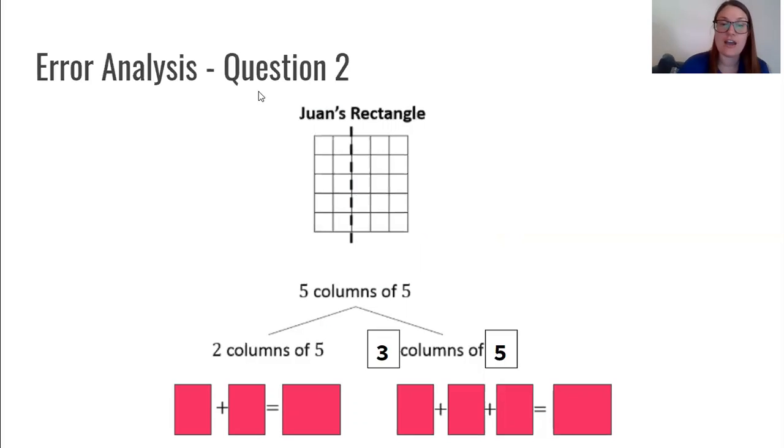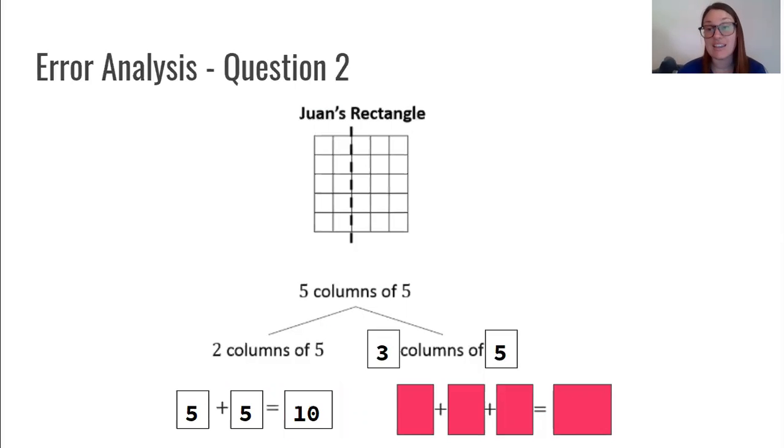5. There are 5 squares in each column. 1, 2, 3, 4, 5. 1, 2, 3, 4, 5. So we have 5 plus 5. And what does that equal? 10. Exactly. Okay? So that is for this smaller part of the array. So in 2 columns of 5, you have 5 2 times.